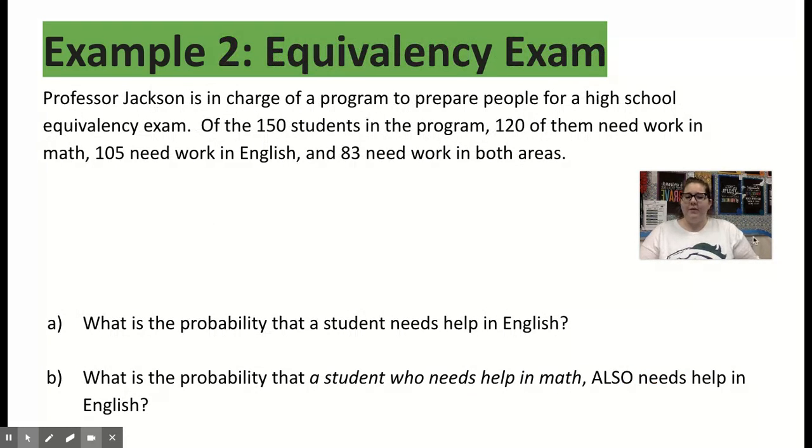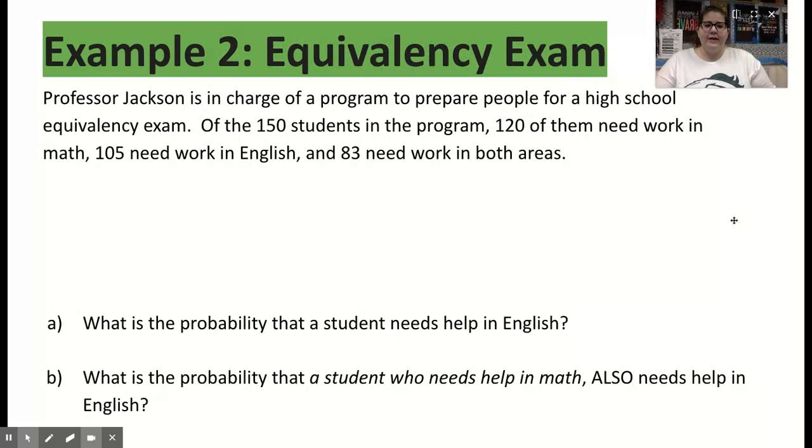Let's do another example very similar to that just to practice it one more time, and I'll go through it a little bit quicker. Professor Jackson is in charge of a program to prepare students or people for a high school equivalency exam, like the GED. Of the 150 students in the program, 120 of them need work in math, 105 of them need work in English, and 83 need work in both.